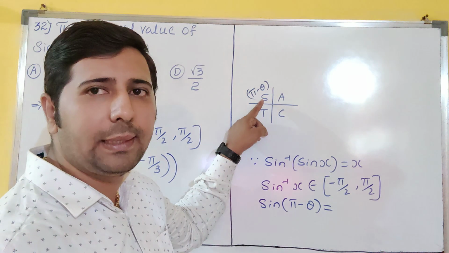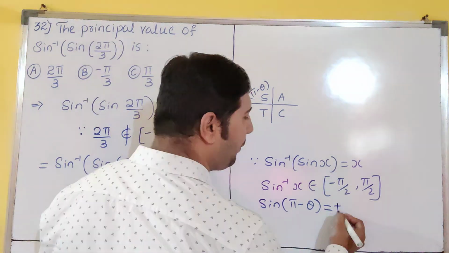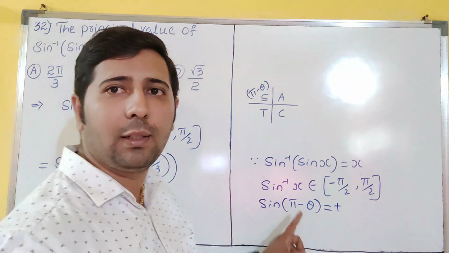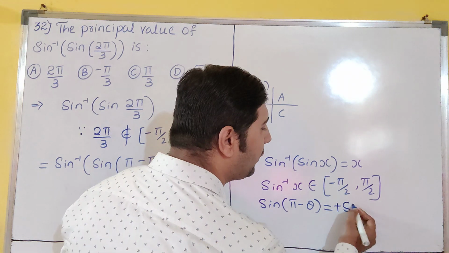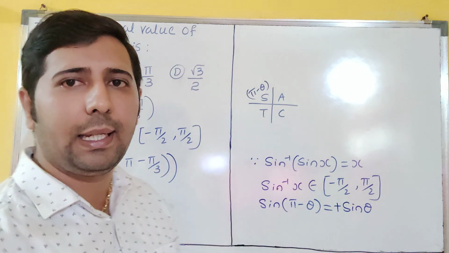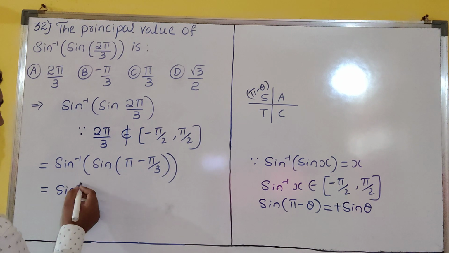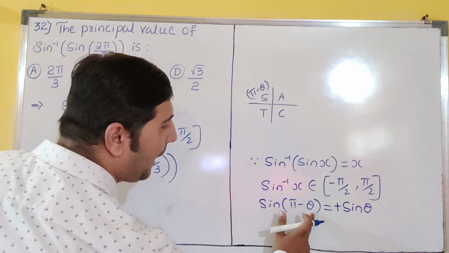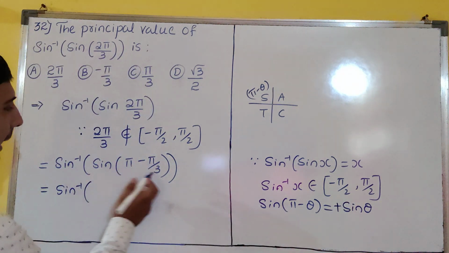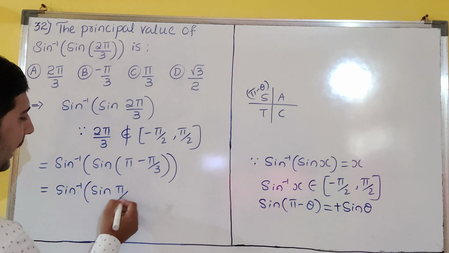After school, school means yes. Yes means sin and cosec are positive. That means this is positive. 180 means no change. No change means sin will remain sin only. So sin theta we can write. Will you agree? So then what can we write? Sin inverse is outside. I will write sin of pi minus theta. Sin pi minus theta is sin theta. Theta is pi by 3. Sin pi by 3 I can write.